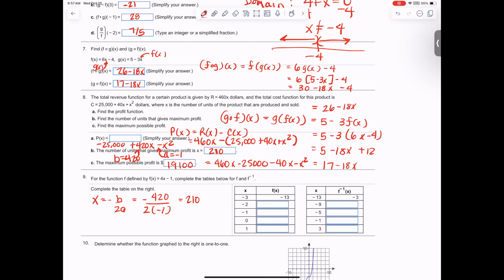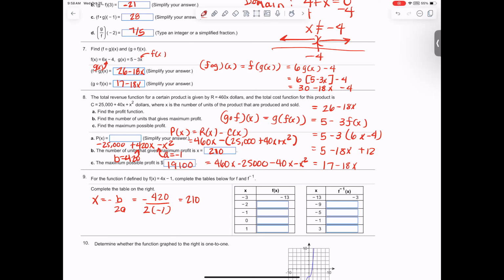So if the first ordered pair is -3, -13, what's the ordered pair in the inverse? -13, -3. So if the second ordered pair X is -2, what's Y in the inverse? What is it? -2. If the X in the inverse is -9, what's the Y in the function? If that's -9 there, what does that have to be right there? Thank you.